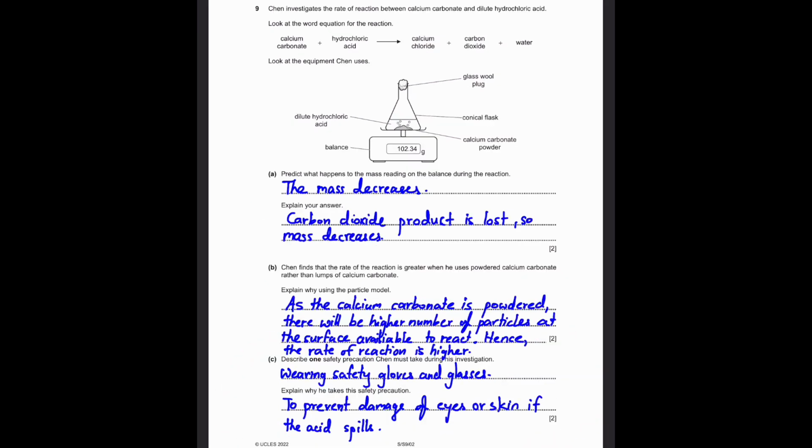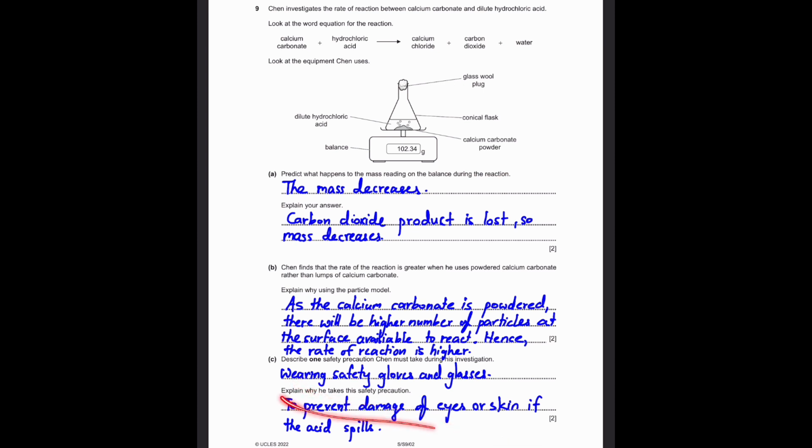Part C. Describe one safety precaution Chan must take during his investigation. Actually, it's just wearing safety gloves and glasses. You might ask, well, that's quite obvious, right? It's not given in his apparatus over here. So that's why it's just written.